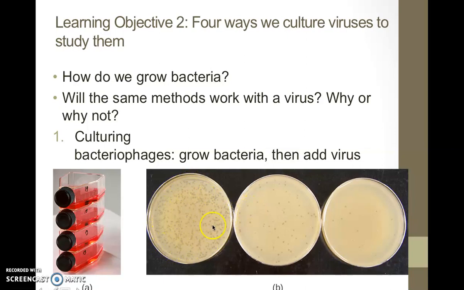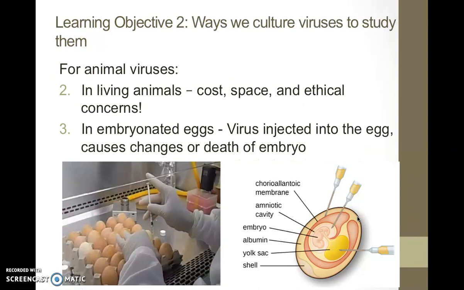So this was a solution that had a lot of the virus in it. This was a solution that didn't have very many bacteriophages in it. But that only works for bacteriophages, because remember, viruses are very specific for the kind of cells they can recognize. So what if it's a virus that's for some other organism, like an animal?